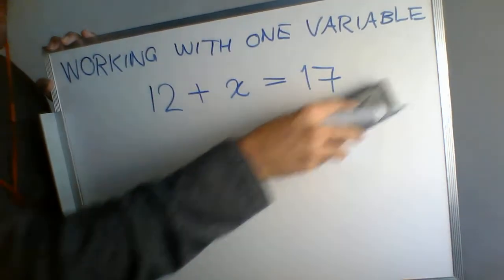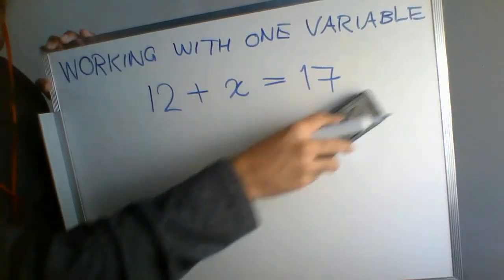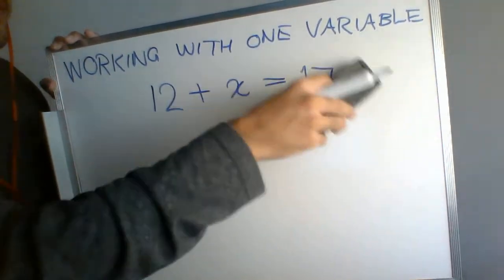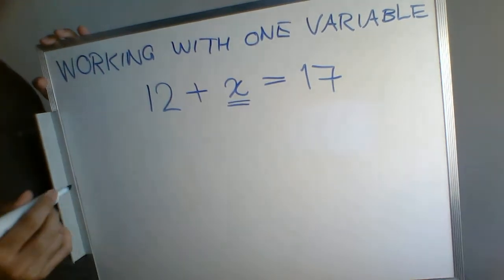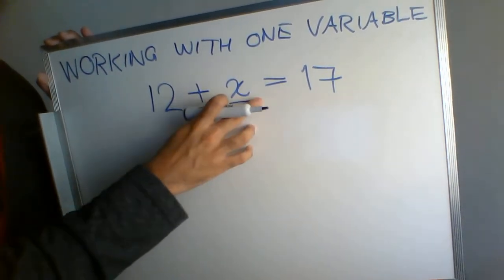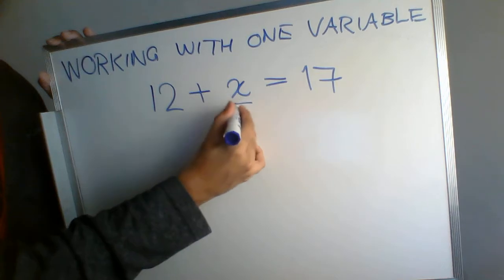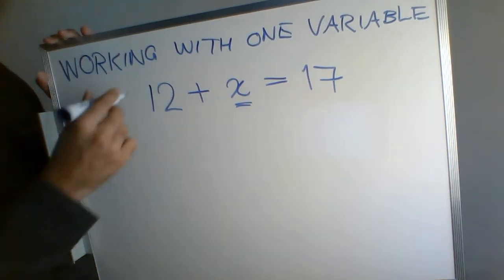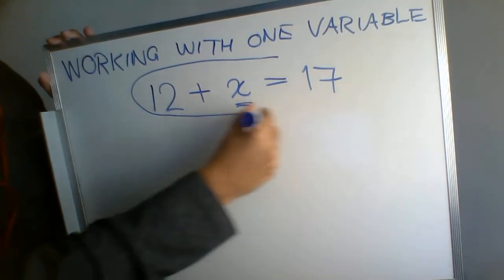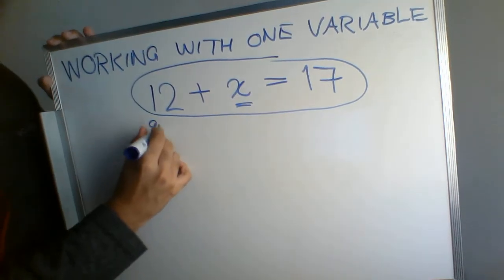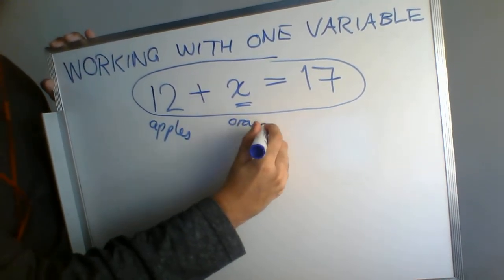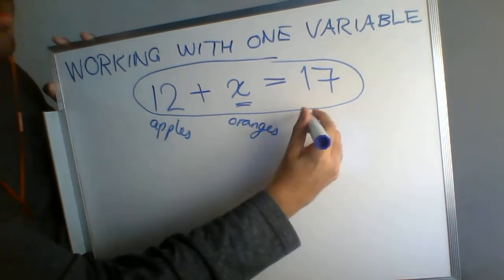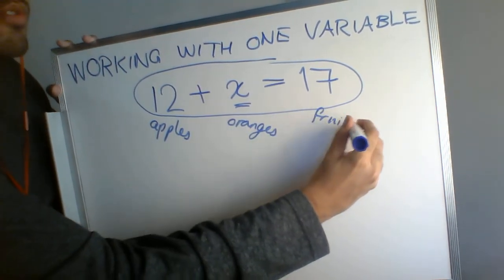But because we're trying to solve for x, that's usually when you have these algebra problems, you're trying to solve for the variable right here. So we want to find what this unknown quantity must equal in order for this equation to be true. If you had 12 apples and you bought x oranges, how many oranges must you have bought in order for there to be 17 fruits in total?